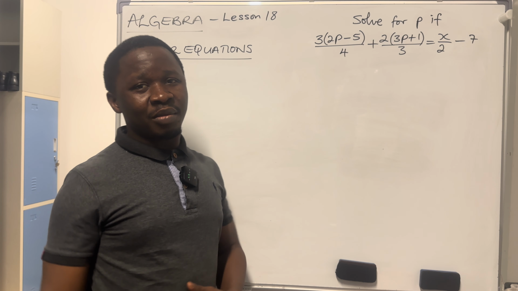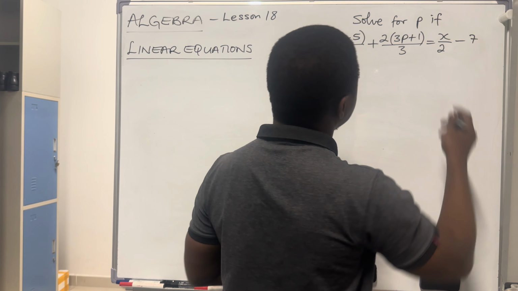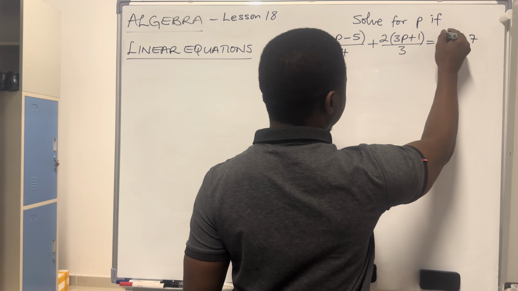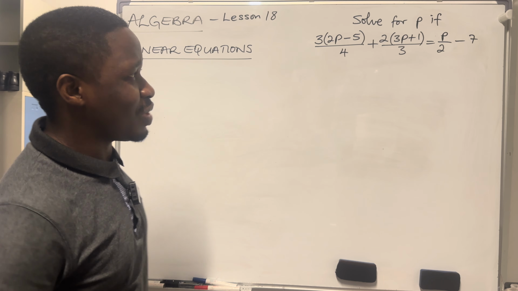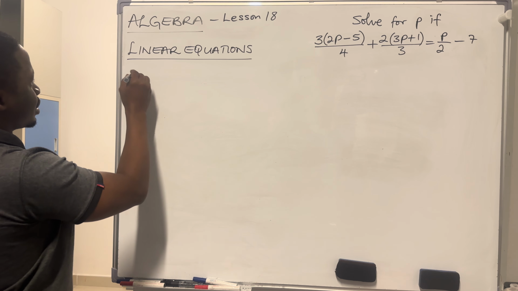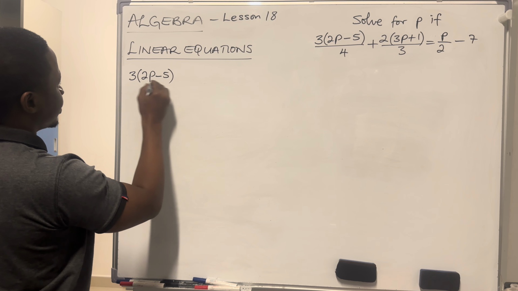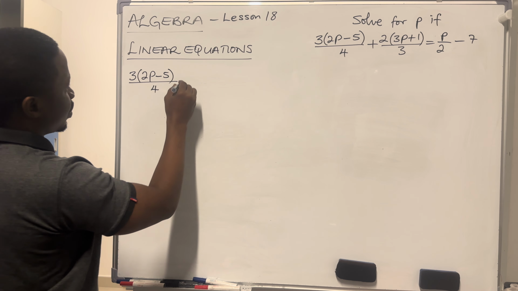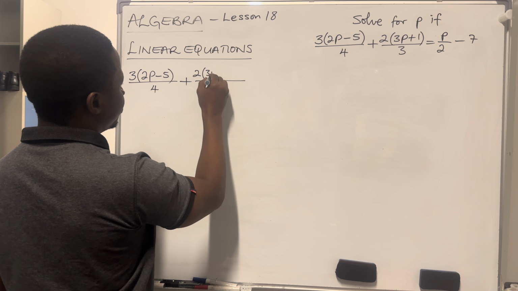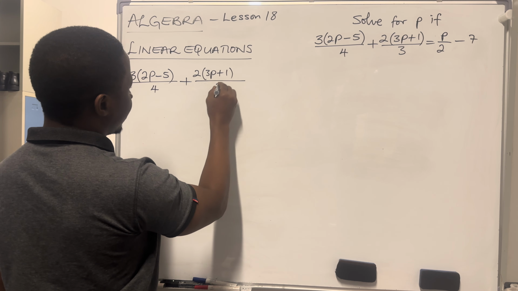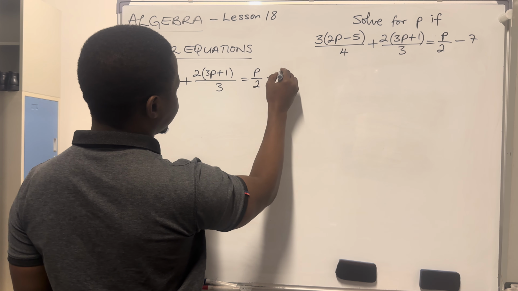Hi everyone. We have the 18th class for algebra. We want to solve for p, meaning we want to find the value of p. The question says 3 multiplied by (2p minus 5) over 4, plus 2 multiplied by (3p plus 1) divided by 3, equal to p divided by 2 minus 7.